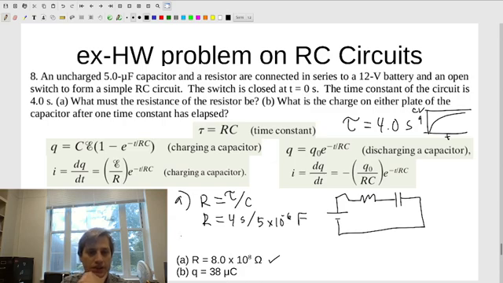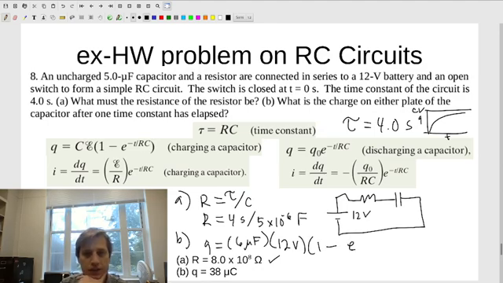But after just one time constant, it asks us what is the charge. So let's just use the formula: Q equals C times V, so that would be our 5 microfarads times E, which is 12 volts here. That's the voltage of the battery. And then we would just take 1 minus e to the minus t over RC, and RC is our time constant. So our t is said to be 1 time constant, so t over RC is 1, and this is just e to the minus 1. You can plug that in your calculator, and you'll find out that it's around 38 microcoulombs.